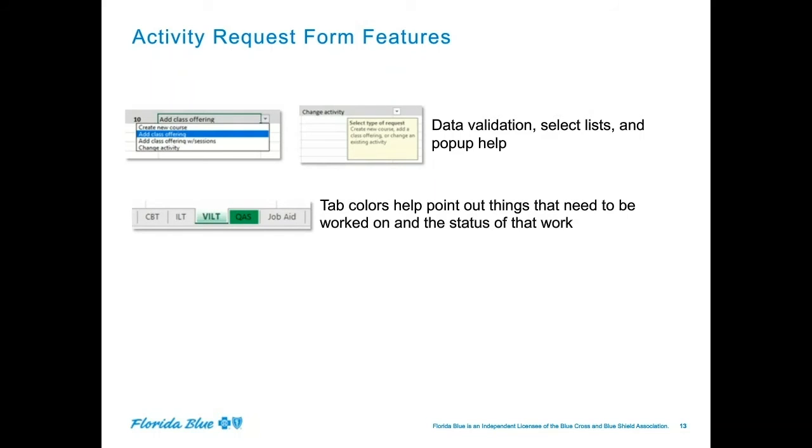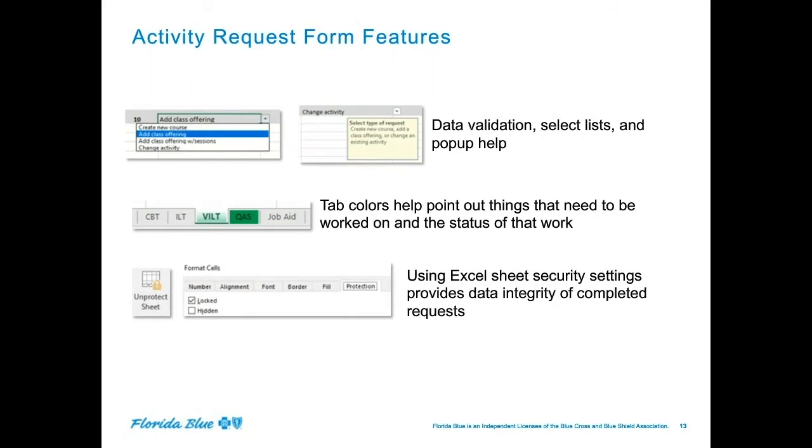Tab colors, I pointed those out a little earlier. The tab colors help point out things that need to be worked on and the status of that work. So if somebody goes in and creates a class for a VILT class but didn't change the quick assessments, we know that the quick assessment tab would be red and the VILT tab would be green. So the next administrator that comes along, or if it's me, I know where to pick up where I left off.